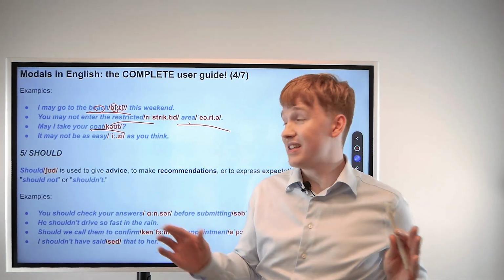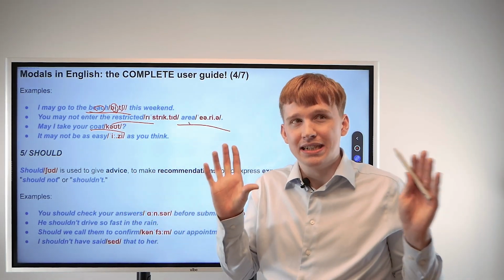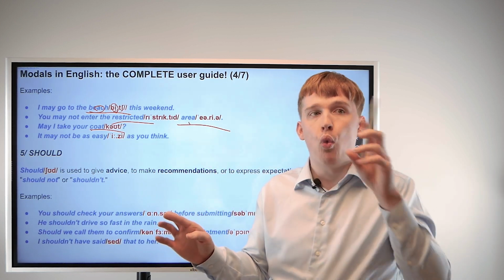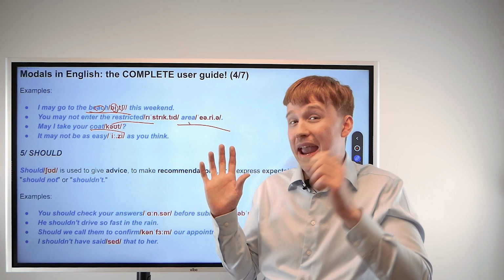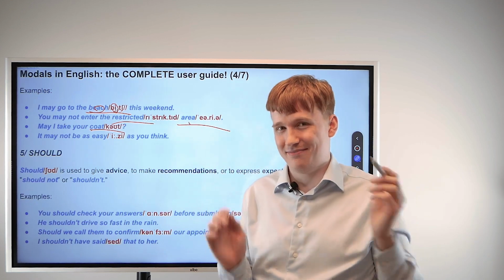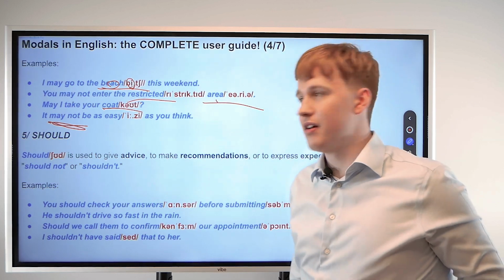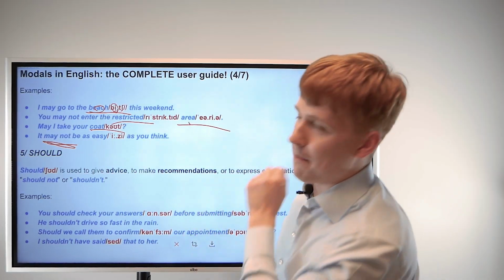It may not be as easy as you think. So it might. This is in place of a might. So it may not be as easy as you think. You may have one idea, but it may not be what you think. You see? So there's a possibility. That's what it's stating there. A possibility of not. Okay.